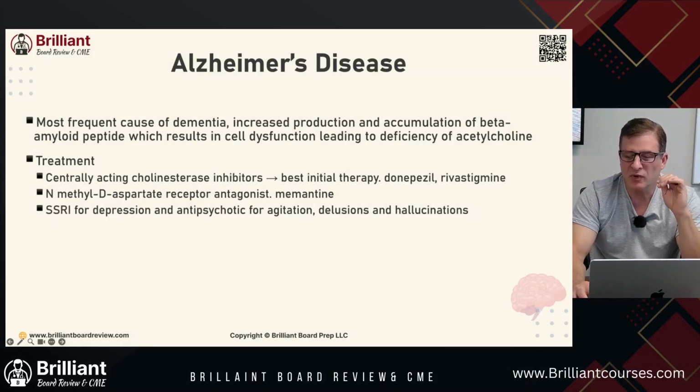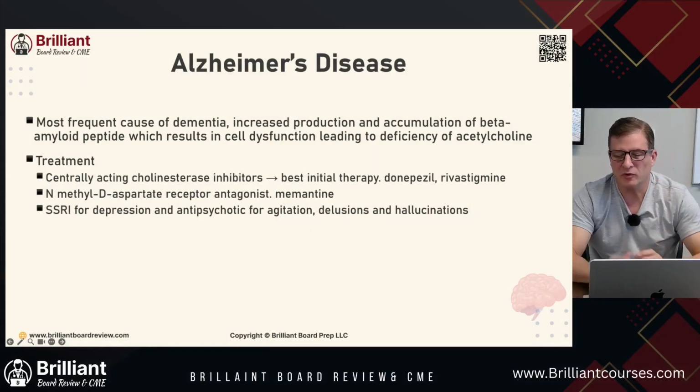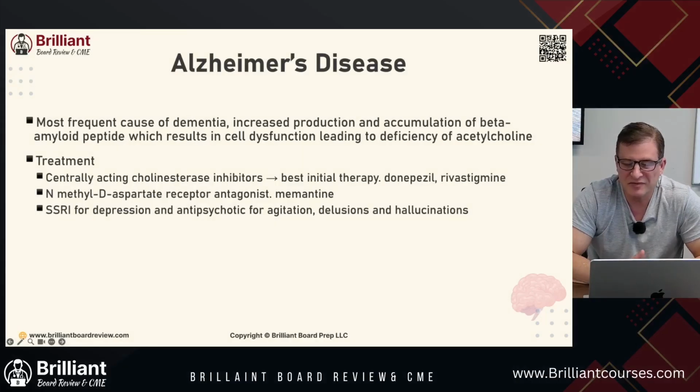Clinical features: prominent loss of short-term memory, progressive impairment of activities of daily living, a variety of neuropsychiatric symptoms and behavioral disturbances. CT will have cerebral atrophy with dilated ventricles and sulci. It could have non-enhancing periventricular white matter lesions.